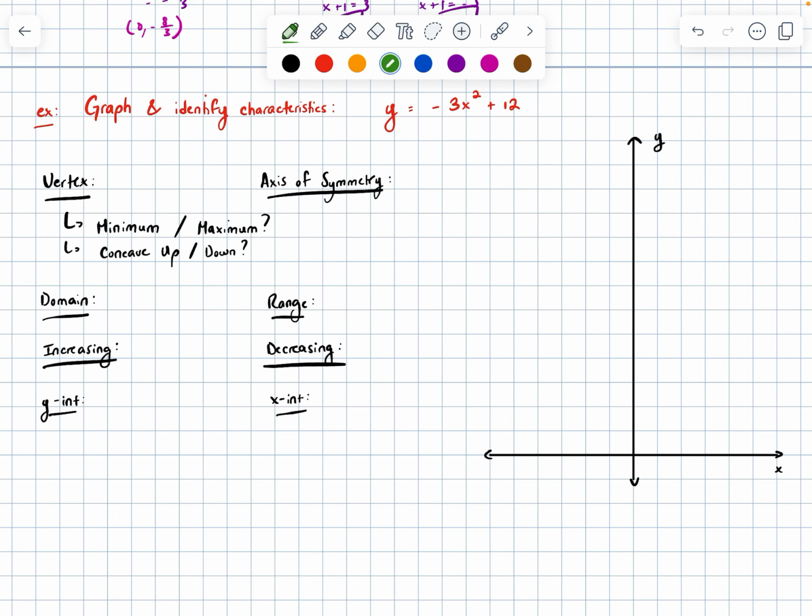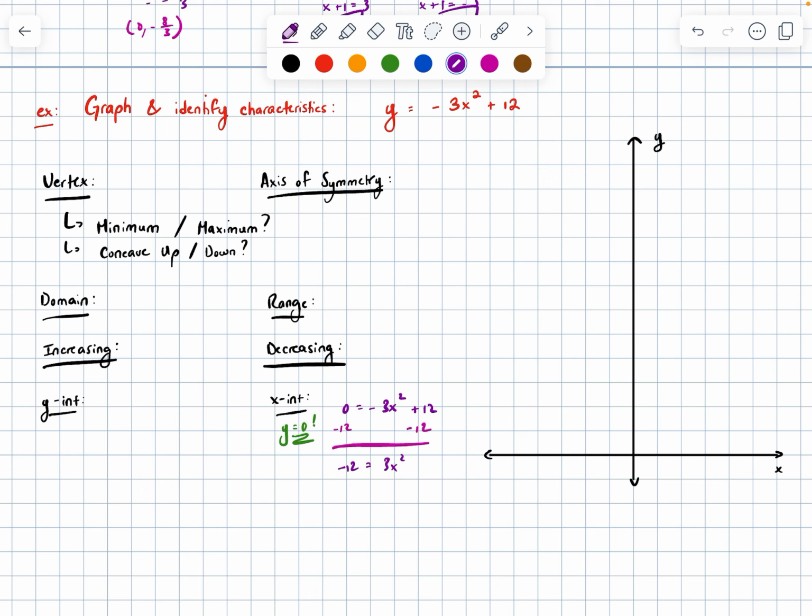So I can choose to think of this as either vertex form or intercept form. I'm going to choose to think of this as standard form. Let's factor. So here for my x-intercepts, I'm going to find them by plugging in 0 for y, and then I'll use them to find my vertex. So here I get 0 is equal to negative 3x squared plus 12.